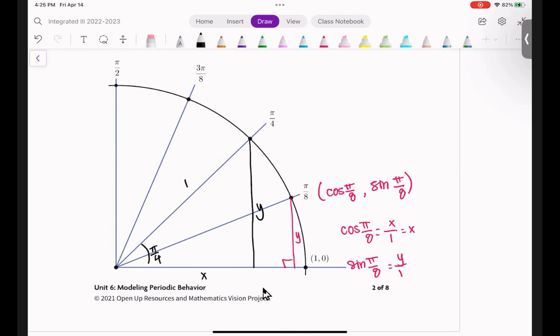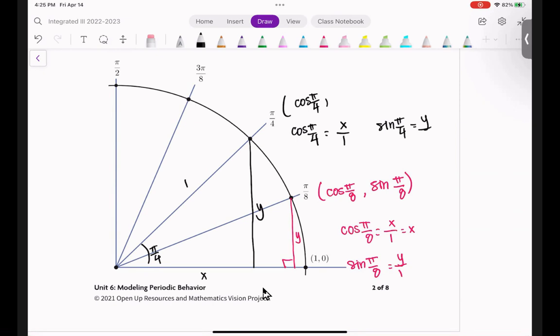And you're like, oh, Ms. Johnson, it looks exactly the same. So cosine of pi over 4 is equal to x over 1, right? Adjacent over hypotenuse, which is x over 1. So x here, in this case, is just going to be cosine of pi over 4. And you're like, hey, Ms. Johnson, I noticed a pattern. Good job.